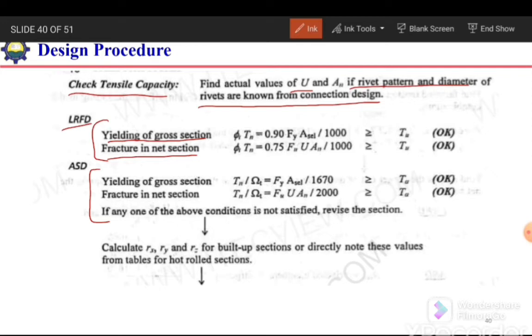Okay, after calculating its strength, we need to compare it with the applied load. If it is more than the applied load, then it is okay. Then we need to check the slenderness ratio limit. If the slenderness ratio, L over r minimum, is less than 300, then it is okay.